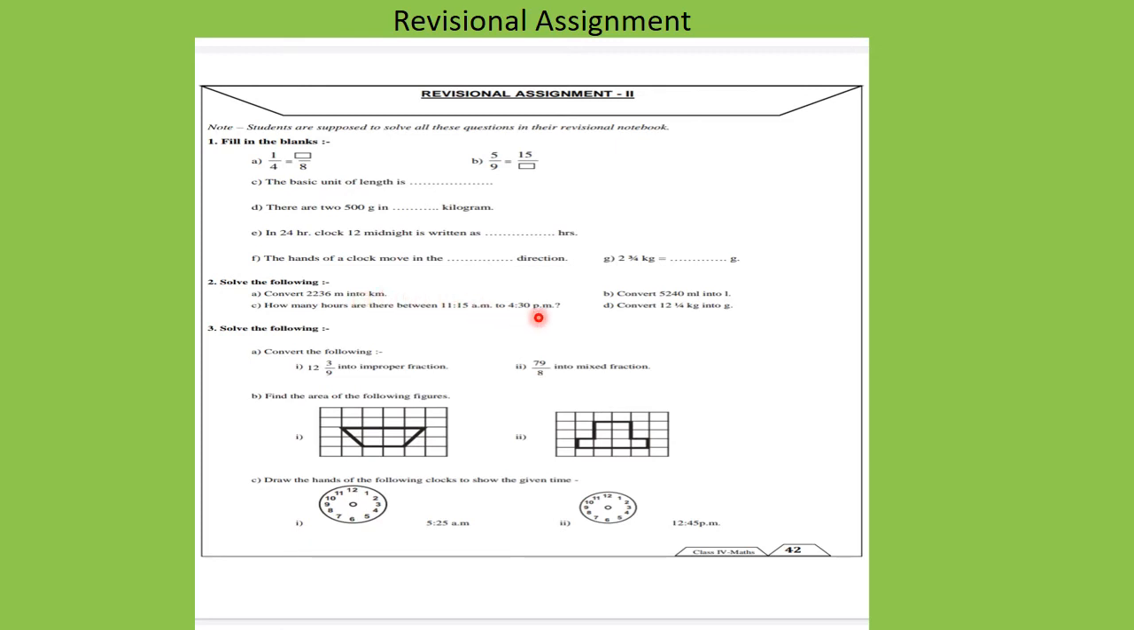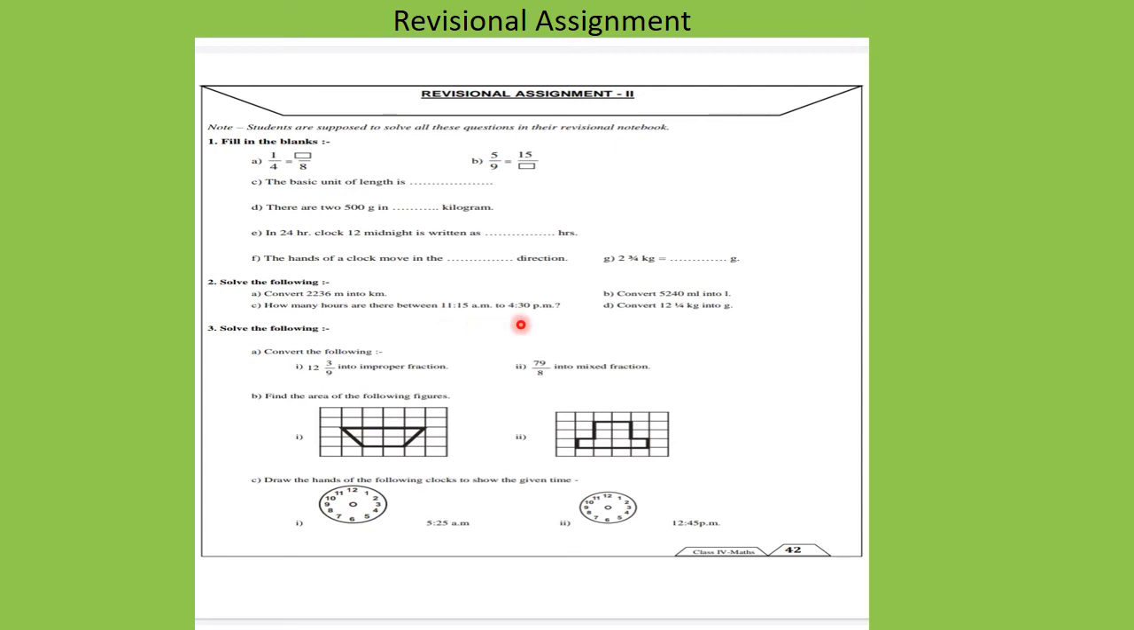Now the next question is question number B. You have to convert 5240 ml into liters. How will you do that? It is very easy. We already know that 1000 ml is equal to 1 liter. So this will also be divided by 1000 and your answer will be 5.240 liters.